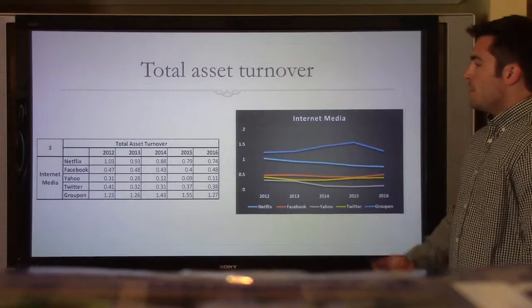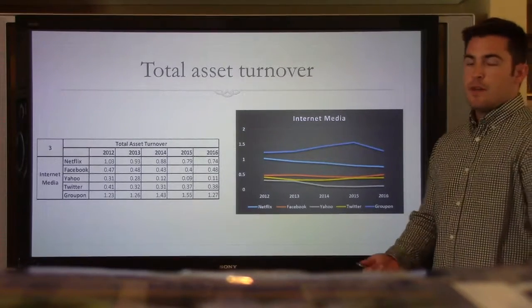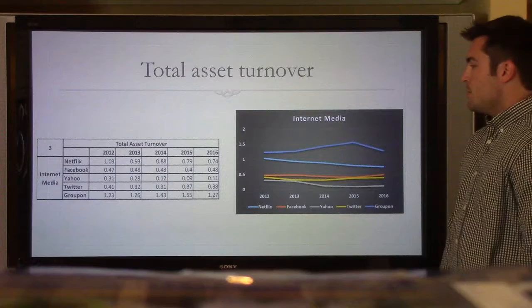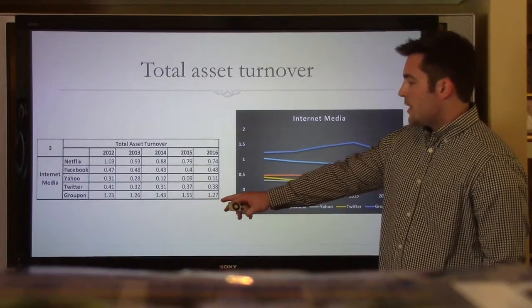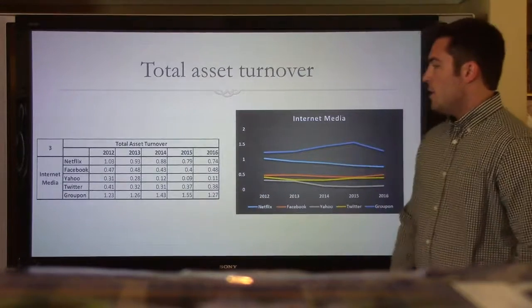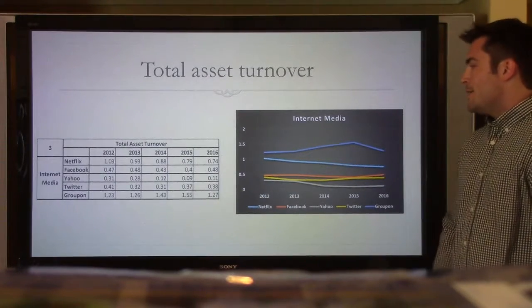For asset management, we have total asset turnover, which is sales divided by total assets. This is just kind of an asset management measure. You can see you want this relatively high. You can see that Groupon is a little bit higher here.